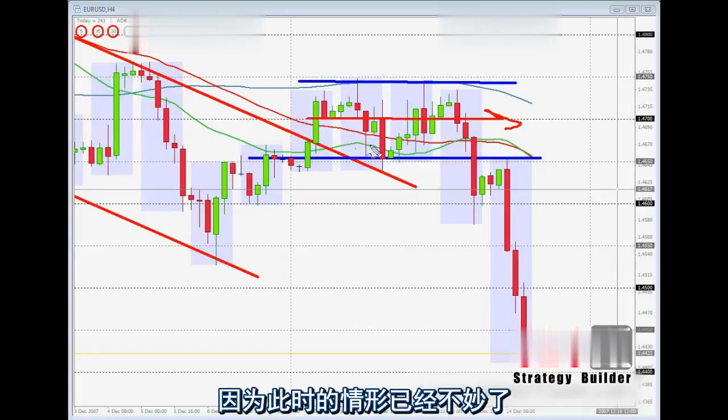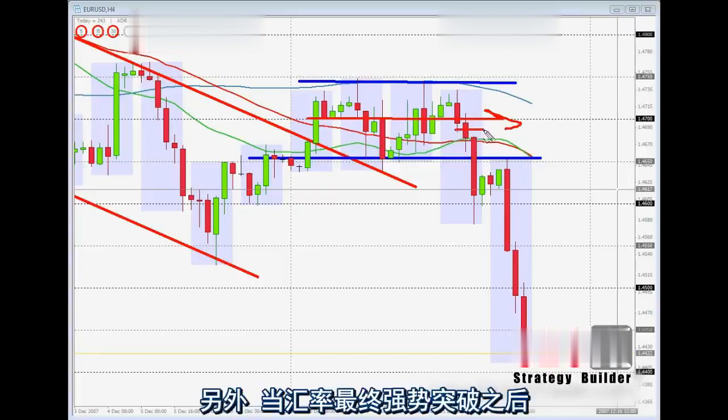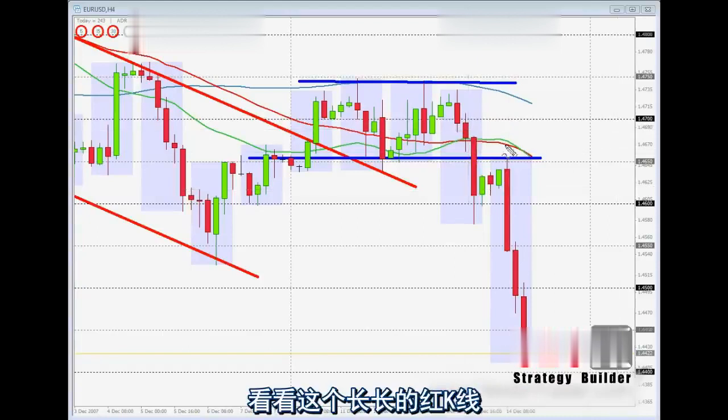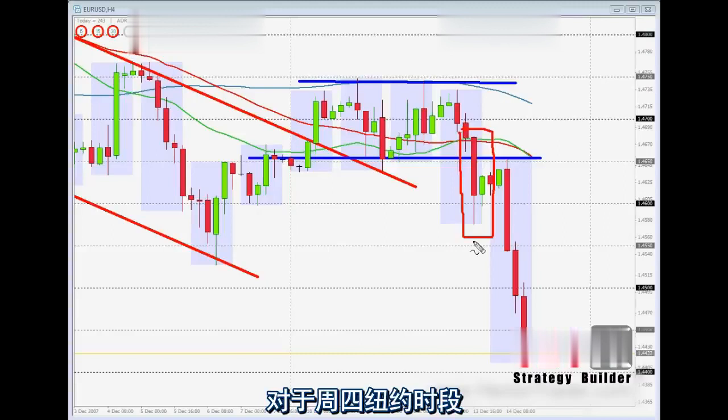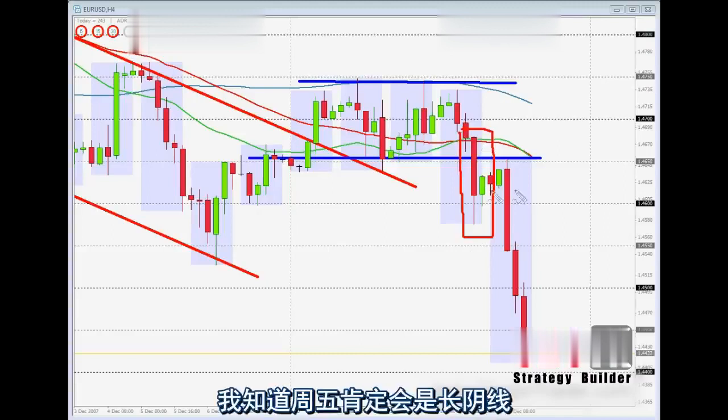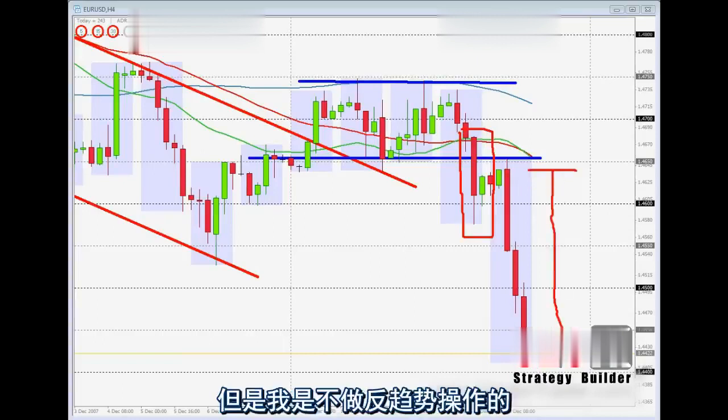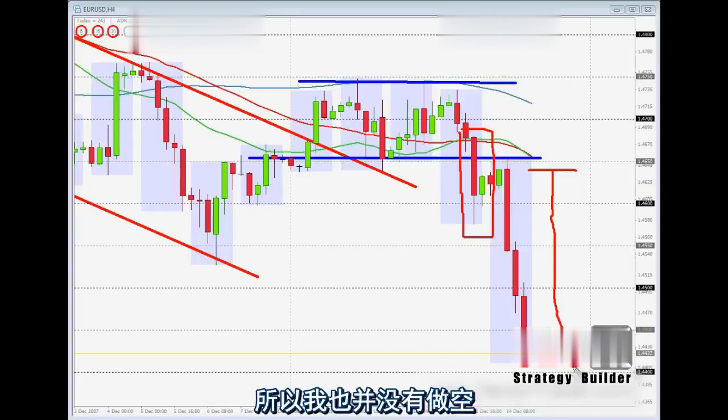Let the warning bells warn you in advance, because something is not quite right in that setup. And like I say, once I saw price breaking in momentum, have a look at that momentum bar, that long red bar in the second half of the New York session of Thursday. I knew for a fact that Friday was going to be a bearish day, but I don't trade against the trend. It is my main rule as far as trading goes. So I decided not to bet short on something that in my opinion was very clear.